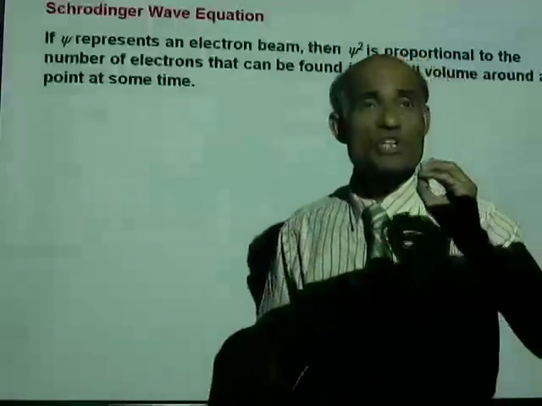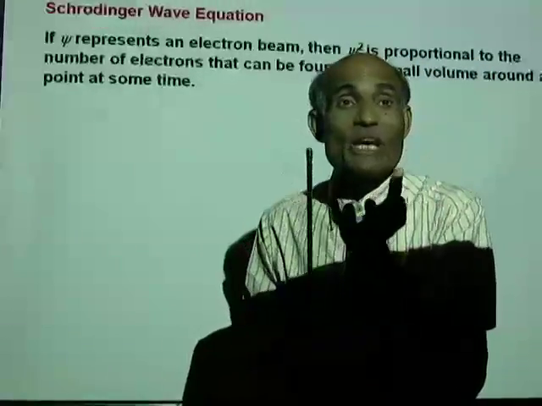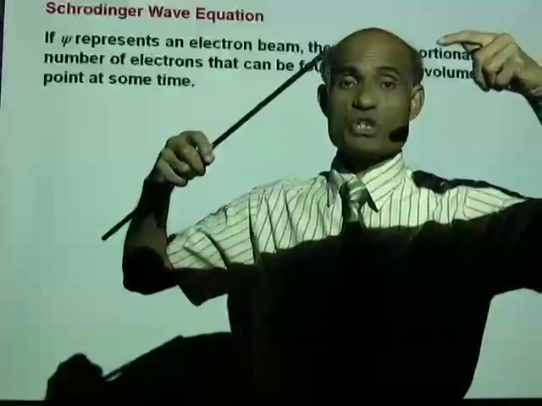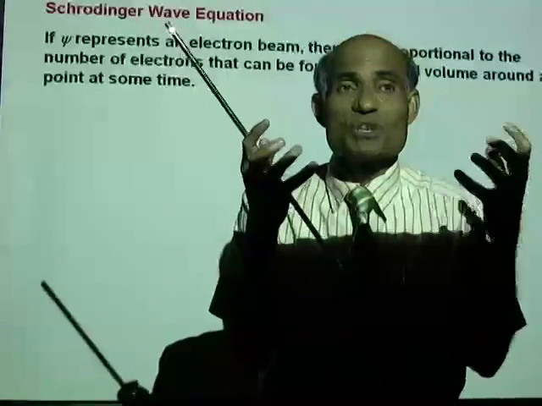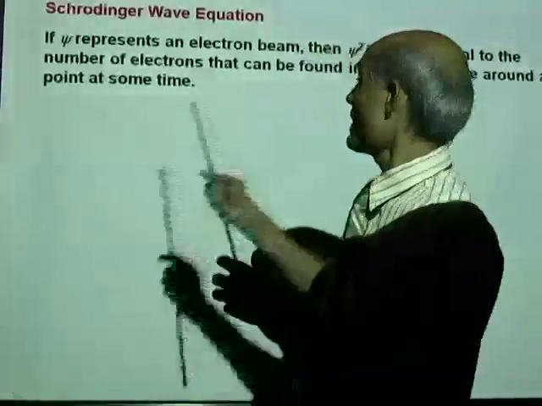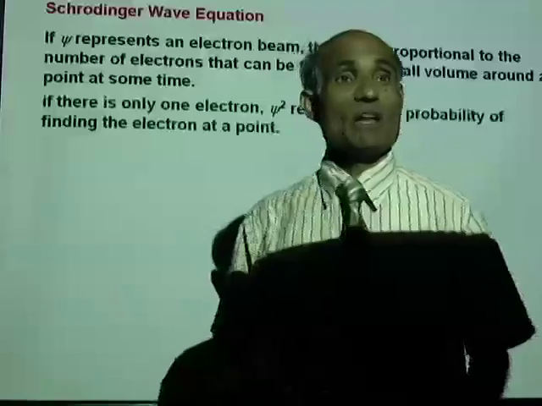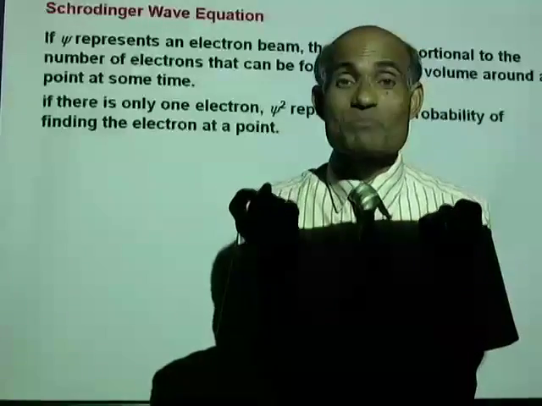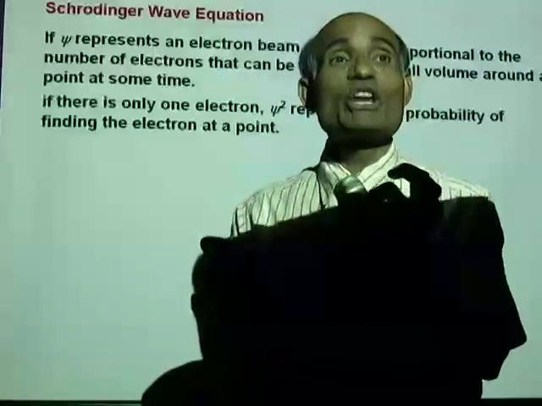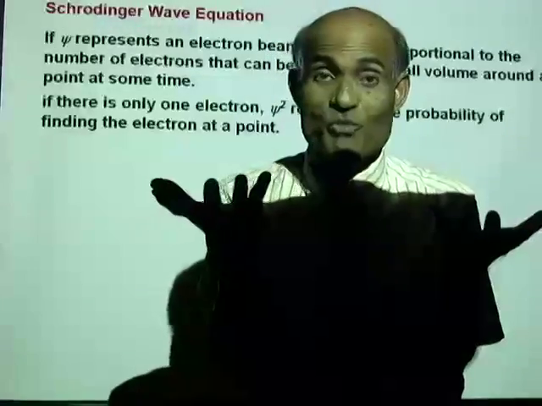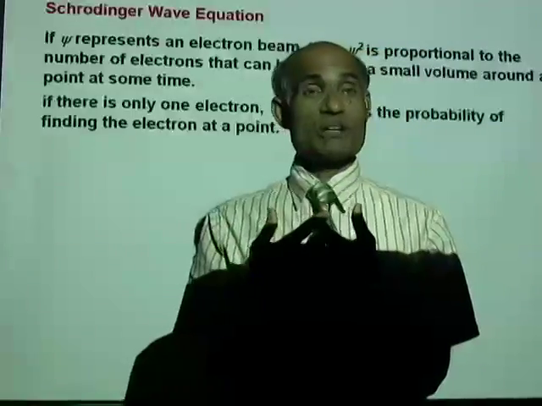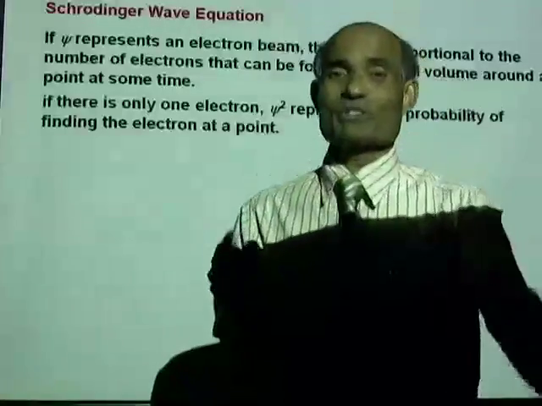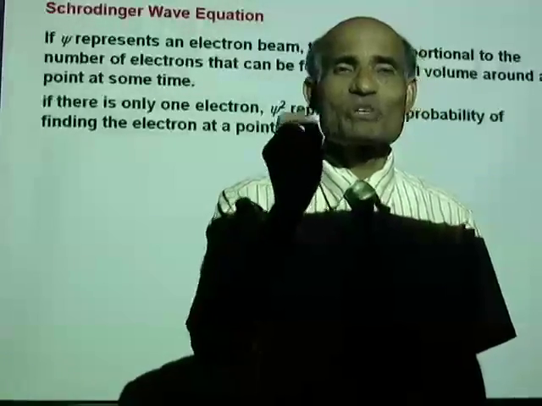Well, if psi represents an electron beam, then psi squared is proportional to the number of electrons that can be found in a given volume. Now you notice that we used psi squared. When you square a quantity, a lot of ambiguity can be reduced because all the negative parts will become positive. That's why we square that psi. Now if there is only one electron, then what does psi squared represent? Psi squared represents the probability of finding the electron at a particular point. That's a positive quantity. So, as far as we are concerned, the Schrodinger equation gives you a method of finding the probability of locating an electron at a particular point.